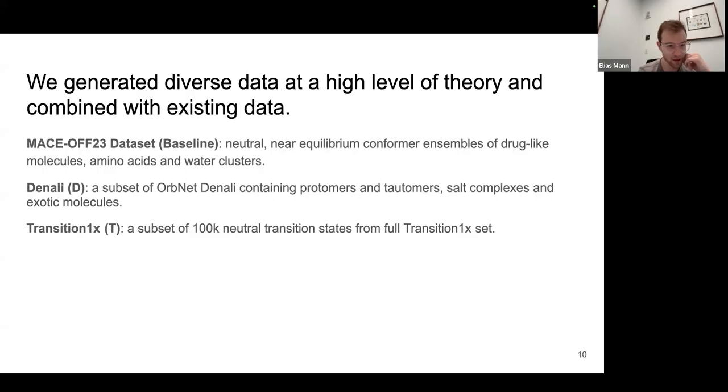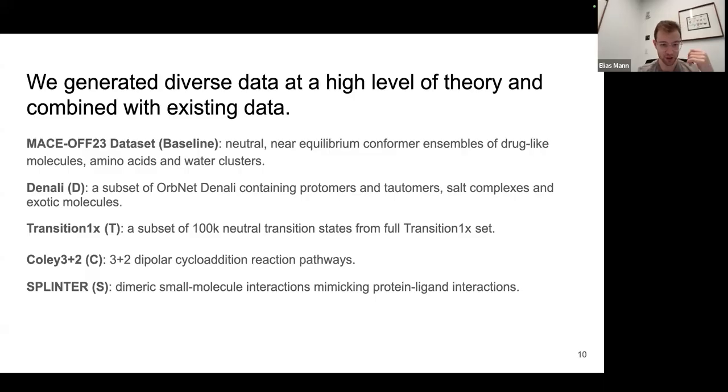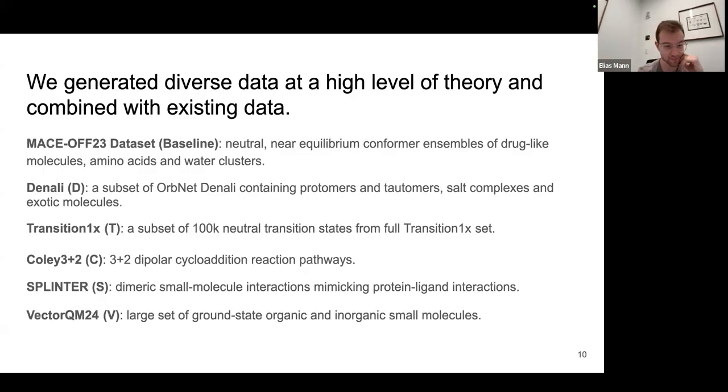is uncommon. Transition 1x, we took a 100,000 structure subset of Transition 1x. It's transition states, and they're all neutral. Colli 3 plus 2, their reaction pathways on 3 plus 2 dipolar cycloaddition. So this is just more reaction stuff. Splinter, these are small molecule interactions. They're dimeric interactions, not necessarily due to covalent bonding. So this can kind of mimic protein ligand interactions.